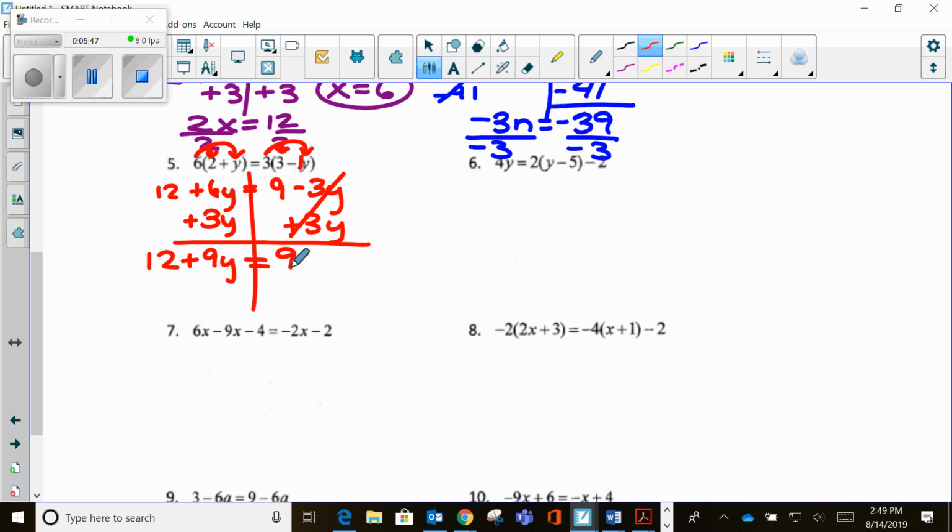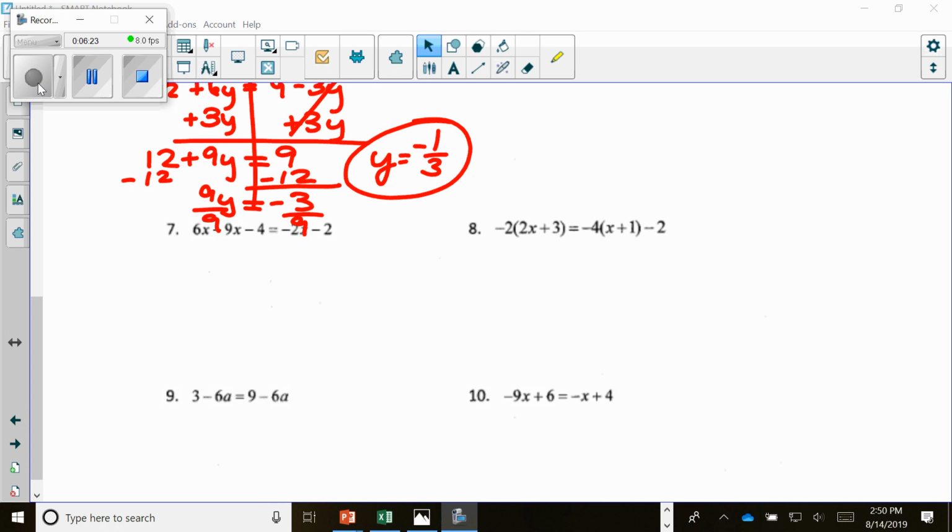Now it's a two-step equation. So I'm going to move the 12 over with the other constant using inverse operations. So I'm going to subtract 12. That's going to give me 9y equals negative 3. Finally, I'm going to divide by 9 on both sides. Yes, your answer can be a fraction, but you need to simplify that fraction if possible. So it would be a negative 1/3.